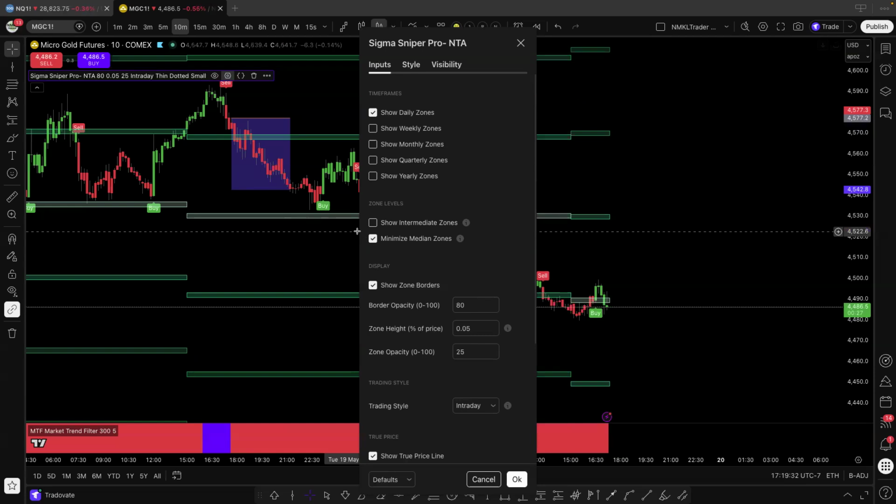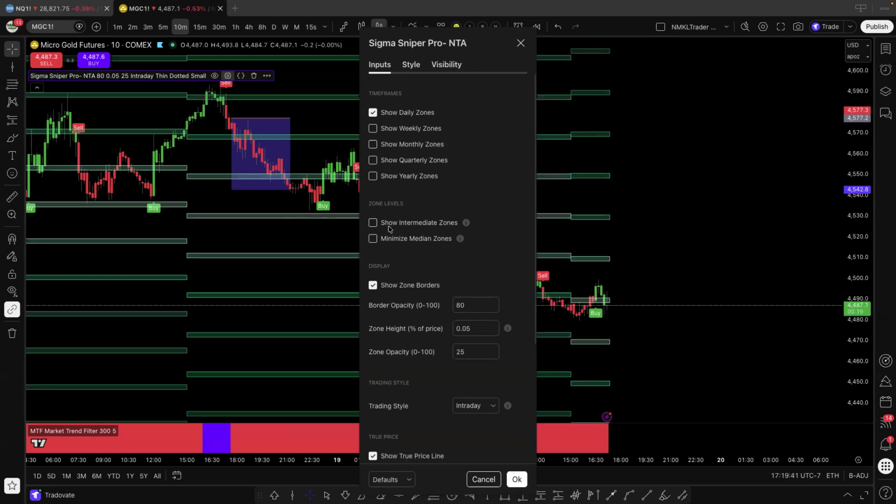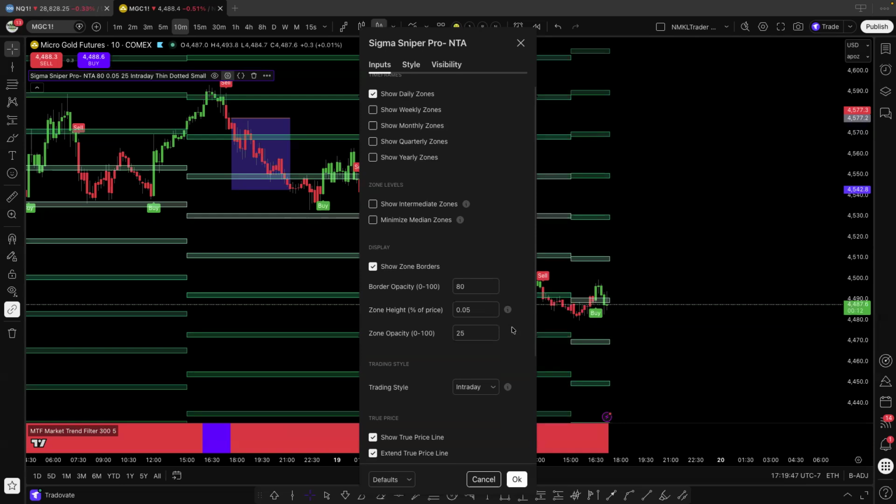Then what you should do is just check that bottom one there, so that it depends on how much you want on your chart. I like to just trade with the median deviation zones, and that's what I'm best with. Now on the border opacity, you can set those to whatever level you feel is going to be necessary for your taste on the chart.